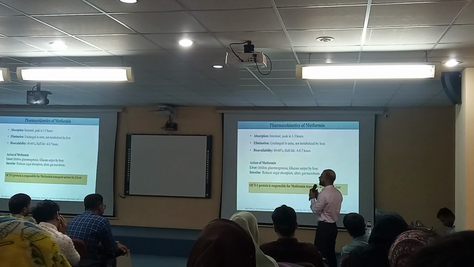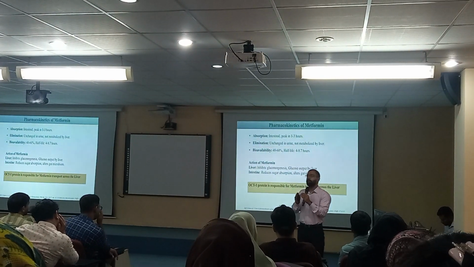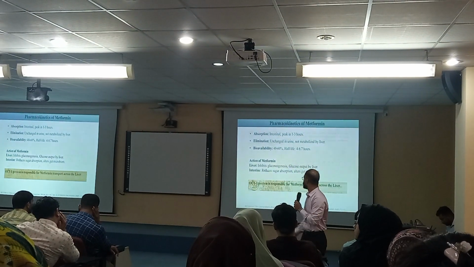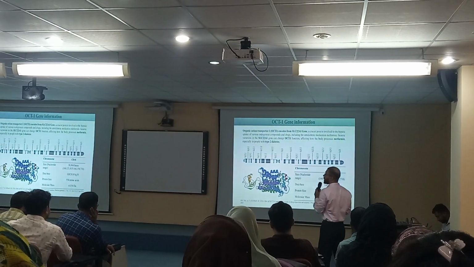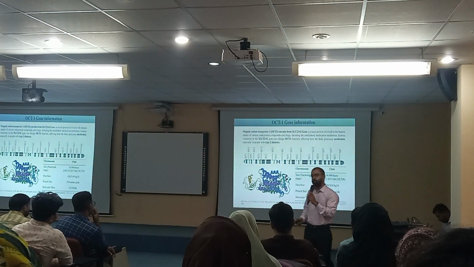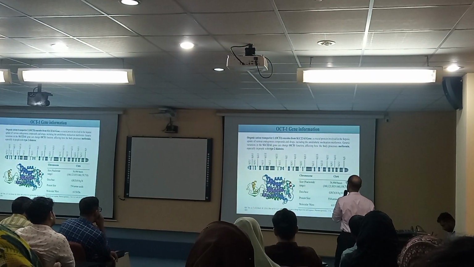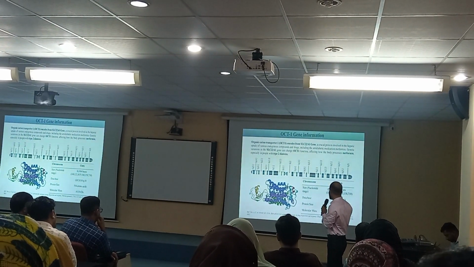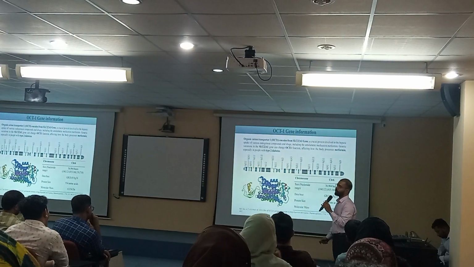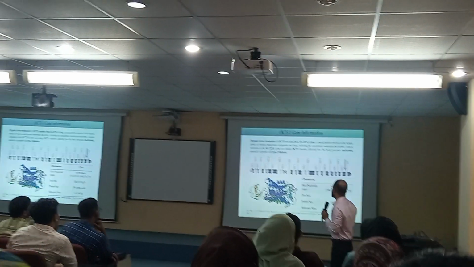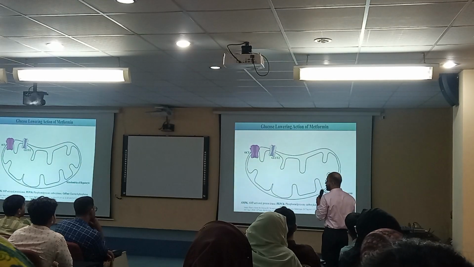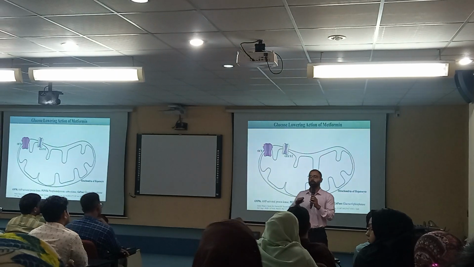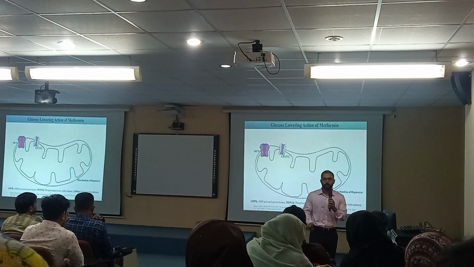So here we have found that the OCT1 protein is responsible for metformin action in the liver. The OCT1 protein is located on chromosome number 6, the size of the gene is 36,904 base pairs, and the protein size is 554 amino acids. So now we'll understand how OCT1 plays its role in managing type 2 diabetes mellitus.